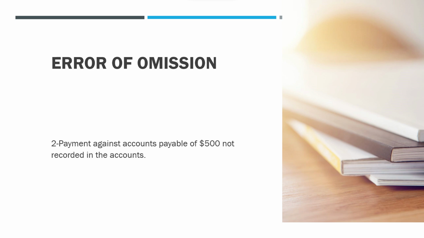Similarly, if a business forgets to record a payment of, say, $500 that it has made towards accounts payable, this error of omission will also affect the view presented by the financial statements because neither the accounts payable has been reduced by $500 nor the cash balance has been reduced by $500. This error will result in showing a higher value of accounts payable by $500 and a higher value of cash also by $500 in the balance sheet.